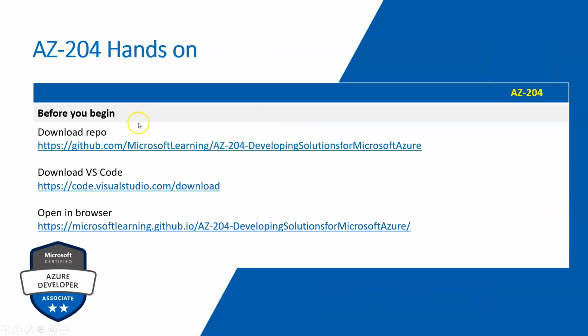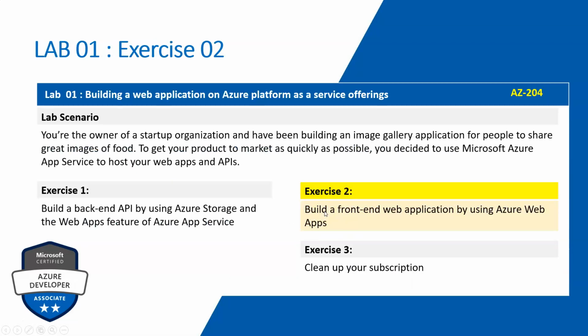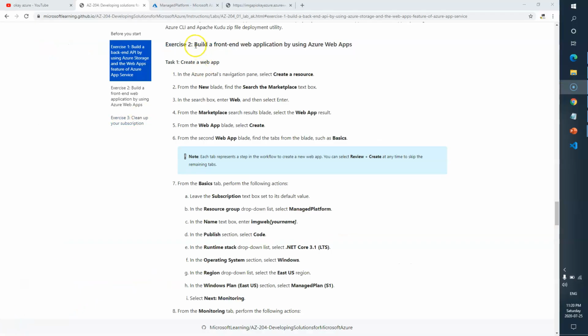As I told you earlier, we need to have the GitLab repo in place first, VS Code, and please open this particular URL in your browser. Now in this video, we'll work on Exercise 2, and it says we need to build a front-end web application by using Azure Web Apps. So here is Exercise 2. It says build a front-end web app.